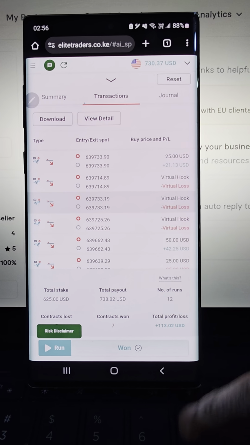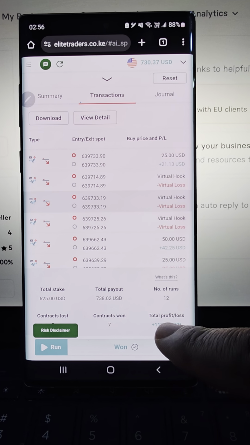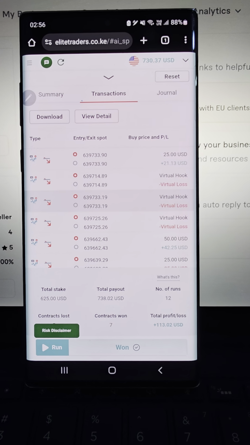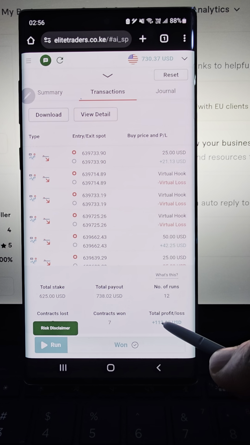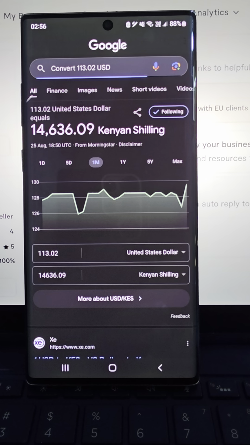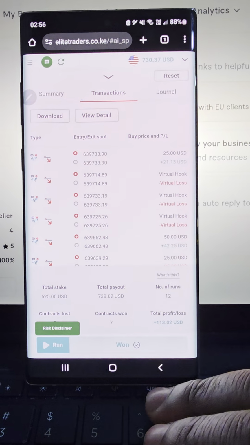Just check the performance. 12 trades, 7 wins, and 5 losses. Okay, let's see how much these amazing converts. That's a total of 14,000. Hakuna haraka. Yeah, this is the virtual hook.